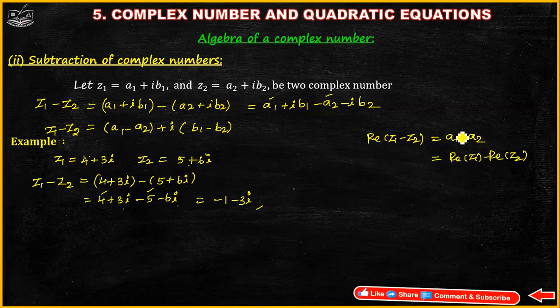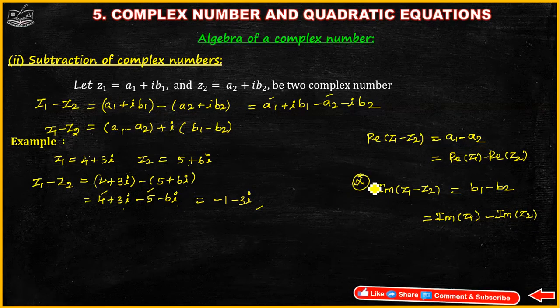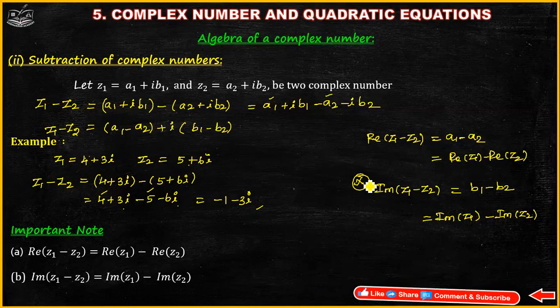Minus, okay, minus z2. Similar case, take the imaginary part in the same way, look at the notation. The imaginary part of z1 minus z2, what's the value that will come? b1 minus b2 will come. So here b1, what's the meaning? Imaginary part of z1 minus imaginary part of z2. These are conclusions.